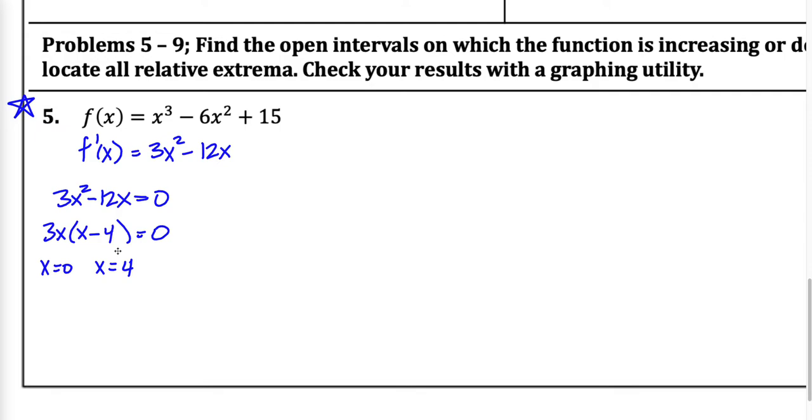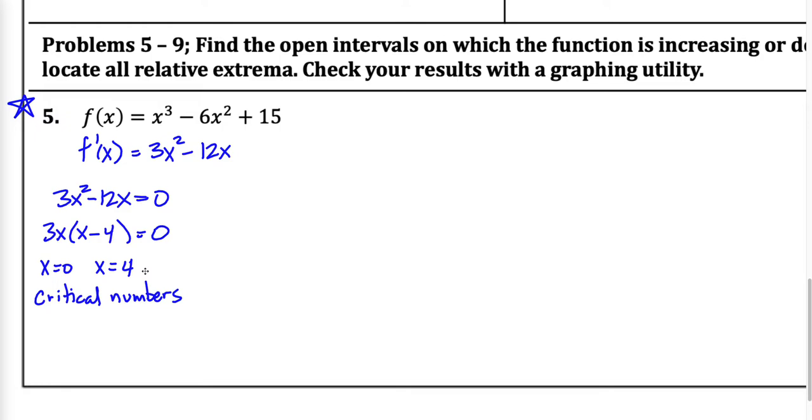Fernanda, do you remember what these numbers are called? Good, very good. Now there's a difference between critical numbers and critical points. These are critical numbers, and all that does is it tells us something happens in our function at those two spots.